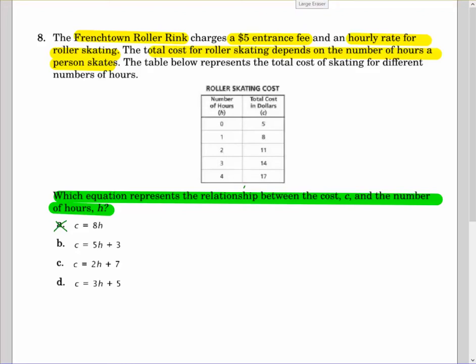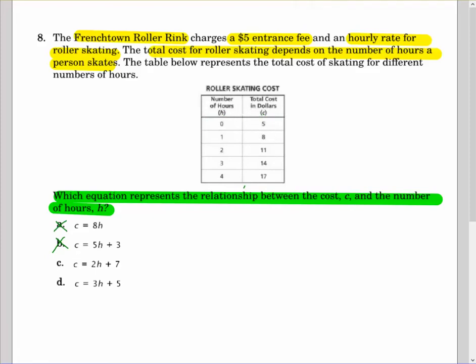Let's look at choice B. It says C equals 5 times the hour, 5H, so $5 per hour, plus 3. So if we did 5 times 0, that'd be 0. 0 plus 3, does that equal 5? No. 1 times 5 plus 3 works for this one. 2 times 5 would be 10, plus 3 does not give you 11, so it doesn't work in this case either. So we can eliminate B because it's just not working out for these dollar amounts.